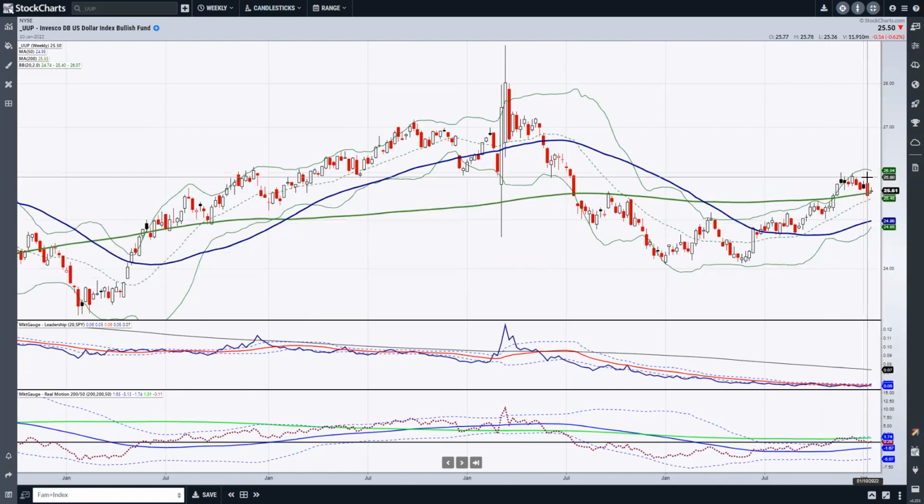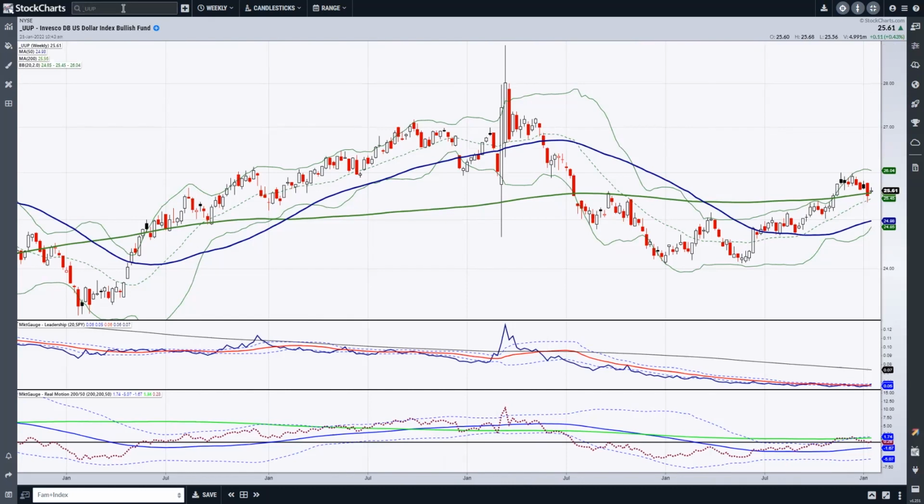If it holds here and starts taking out these highs from last week, or 25.78, then the dollar continues to be strong, and perhaps that not only puts a little bit of a kibosh on some of these rallies we've seen in the metals, but also puts a little bit of a kibosh on the whole idea of the Fed having to so aggressively raise the rates, because they're going to be a little bit hesitant to do that in this type of environment right now.